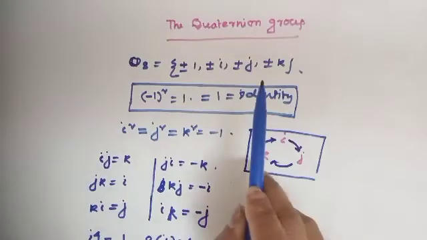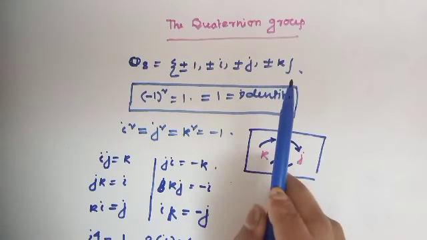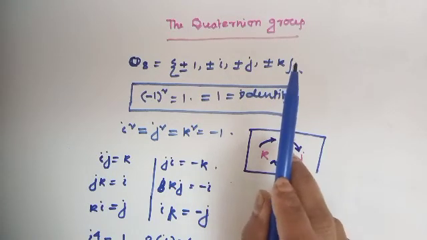Well, now let's see a nice non-abelian group of order 8. This is the Quaternion group.